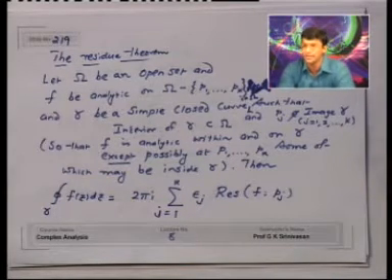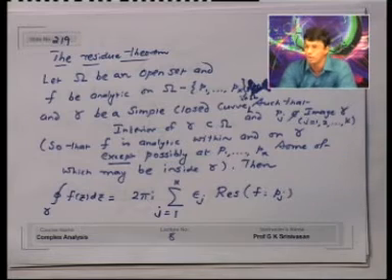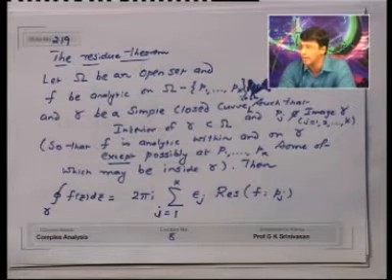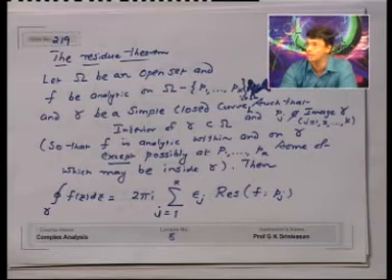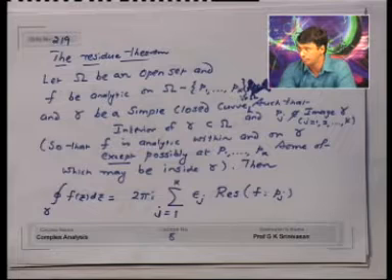The integral of f(z) dz over gamma equals 2 pi i times the sum of the residues of the poles lying within gamma. Only the poles lying inside gamma count. The poles which lie outside gamma can be ignored, they do not contribute, right.